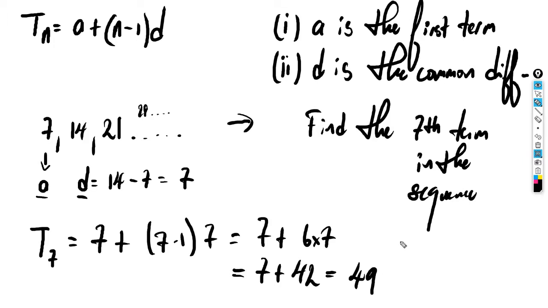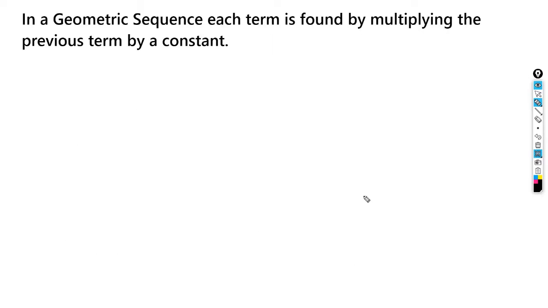Great, wonderful. So now we can move on to geometric sequences. All right, guys, so now we're going to be looking at geometric sequences, and I'm going to give you an example of one. In a geometric sequence, each term is found by multiplying the previous term by a constant. Let me give you an example of that.